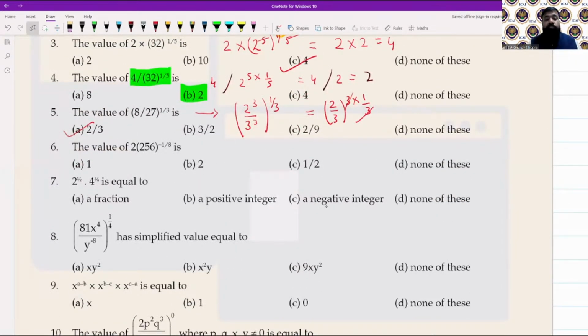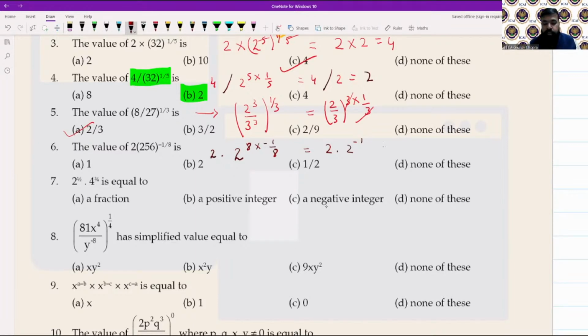Now the sixth one. 2 multiplied by 256 to the power of minus 1 by 8. So we can again write 256 as 2 to the power of something. Now, what will be the power? You can take the LCM or you can do the prime factorization and get the result. So 256 is basically 2 to the power of 8, and already there is power minus 1 by 8. So this 8 will get cancelled. So what is left? 2 multiplied by 2 to the power of minus 1.